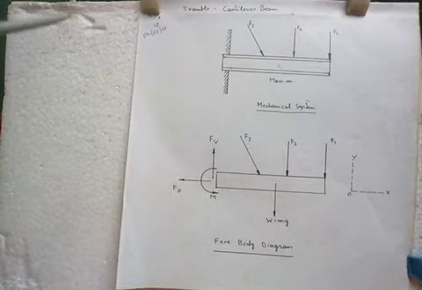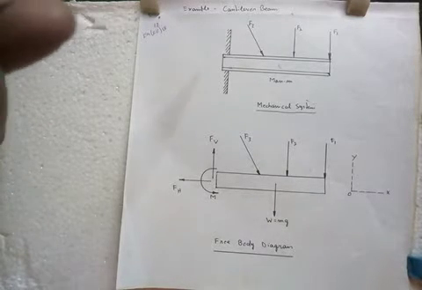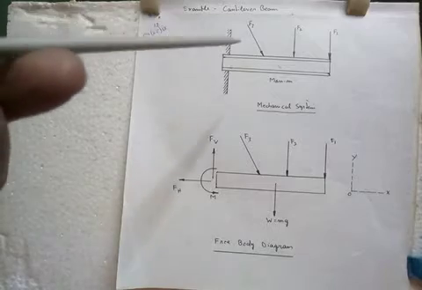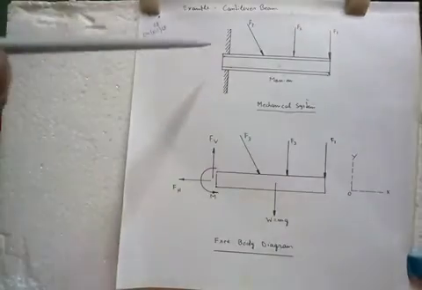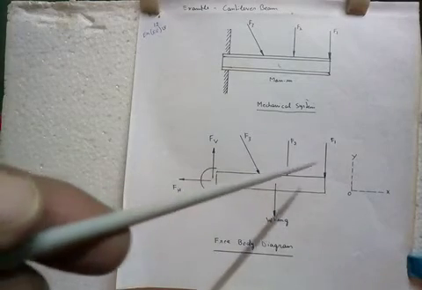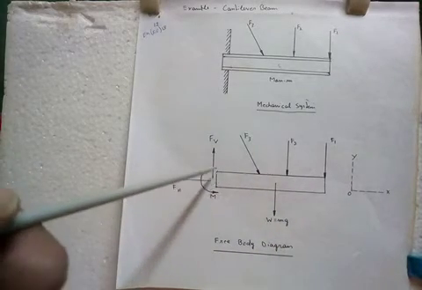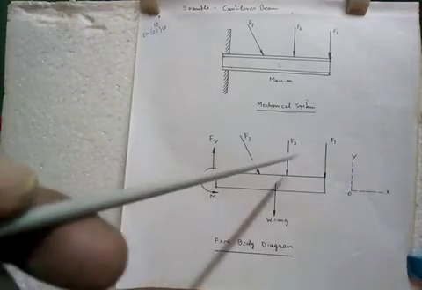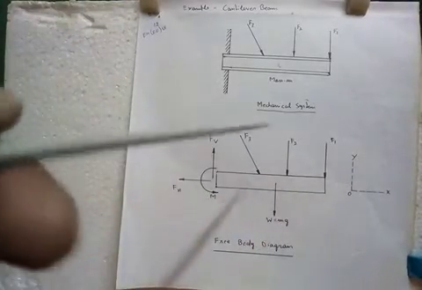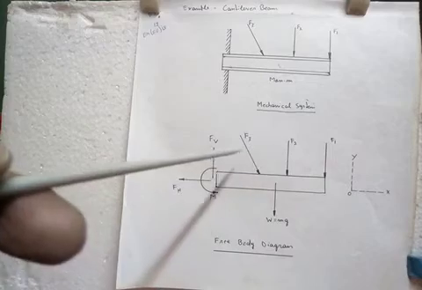Now let us see what the free body diagram of this cantilever beam will be. First let us draw the cantilever beam, not the contact surfaces, only the beam is drawn here. Now the three forces are drawn: F1, F2 and F3.